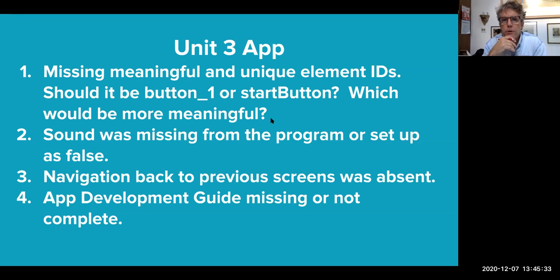So for your Unit 3 apps, some people have been missing unique element IDs. Should it be button 1 or start button? Which would be more meaningful to you? In theory, start button. The idea is when you have, you know, a small app, you can probably keep track of 3, 4 screens. Once you get to 20 screens, screen 1, screen 2, screen 3 is not going to really help you.